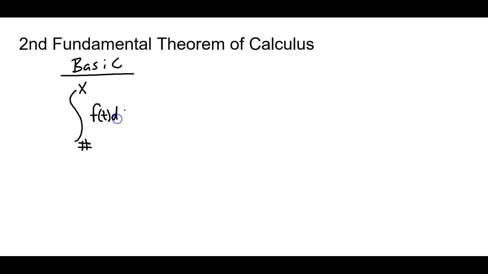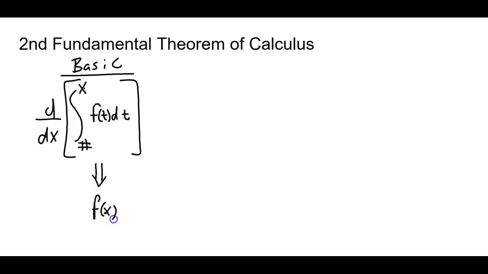We don't really care about what variable's inside the integral. But if you have this, and you want to take the derivative of this with respect to x, then what's going to happen is two things. The integral is going to go away, and the x is going to replace the t. And so you end up with this. That's the second fundamental theorem of calculus.